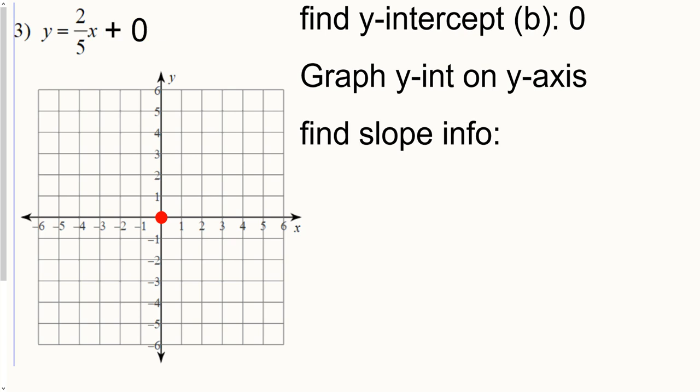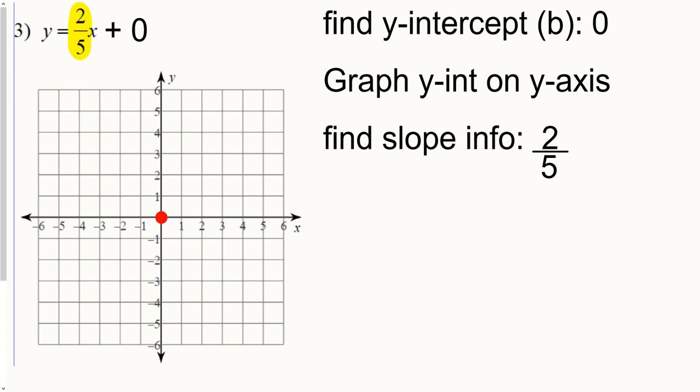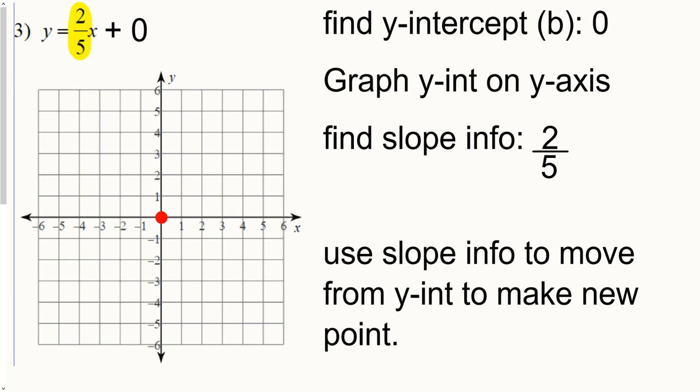Go steal our slope information from the equation. It's 2/5. It's already a fraction, so we're just going to use it as it is and move from this y-intercept point to the new place using this information. Positive 2 on top, so we go up 2. Positive 5 on bottom, so we go to the right 5. Put a dot there and graph it. We're done.